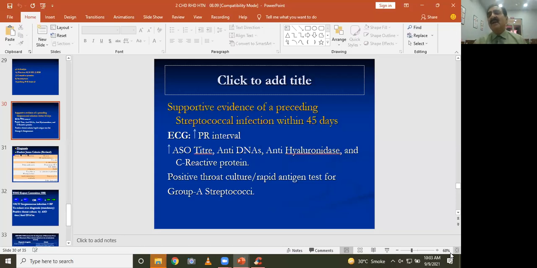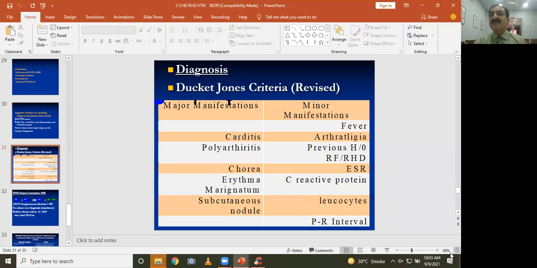So how can we know that this is due to rheumatic fever? So there was a question. Even 80 years back, Mr. Jones, T. Duckett Jones, took the galaxy of the symptoms. He divided all these signs and symptoms into major manifestations, major clinical presentation, and minor manifestations, minor clinical features. Then he devised the criteria for the diagnosis. He devised the criteria in 1940, and later on it was revised many times. Lastly, it was revised in 2002 by the WHO.